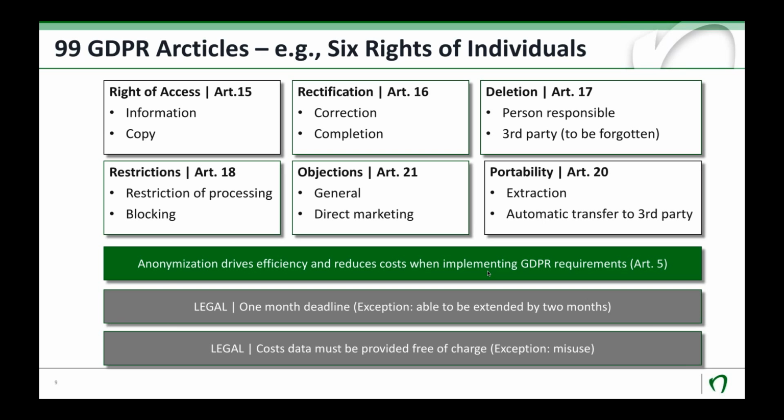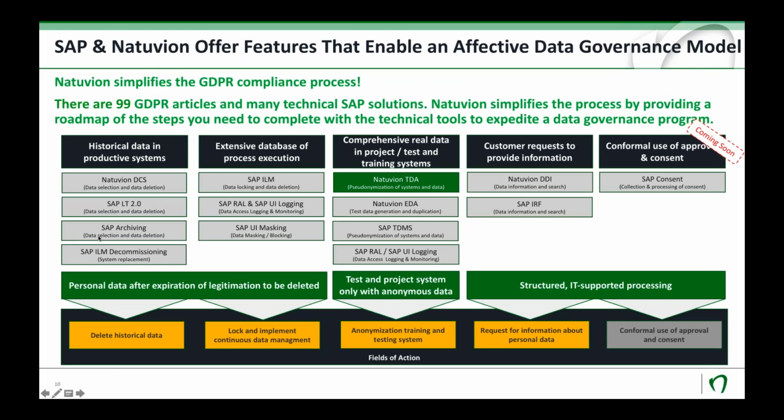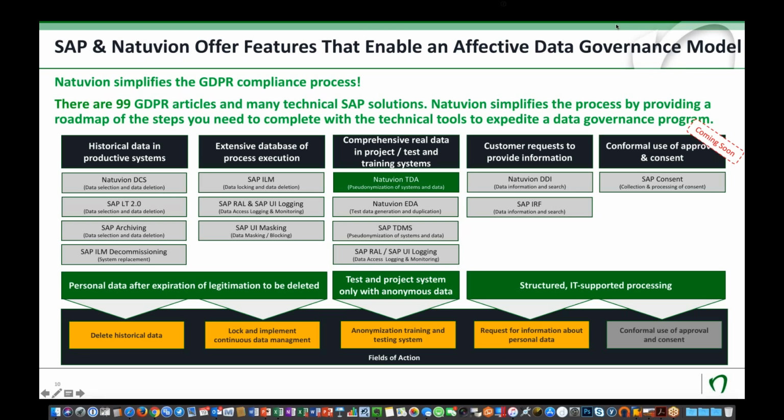This is a really efficiency driver and reduces cost in your data privacy and protection program or GDPR implementation project. So generally, any request based on this right of individuals has to be answered within 1 month, and generally it has to be free of charge. So this is the baseline. And coming to an overview based on this right of individuals.